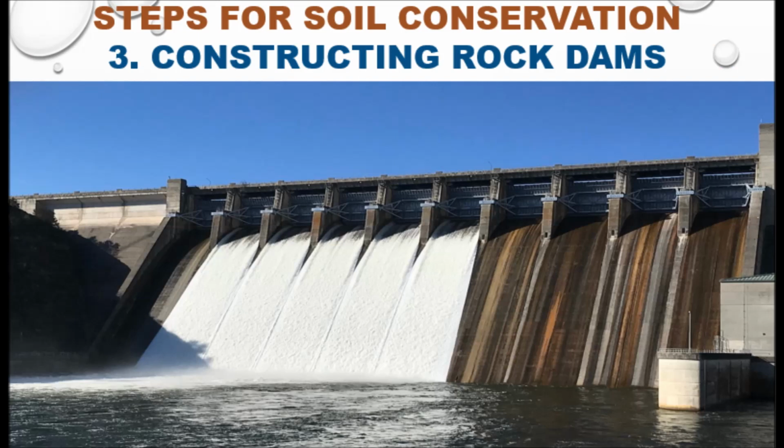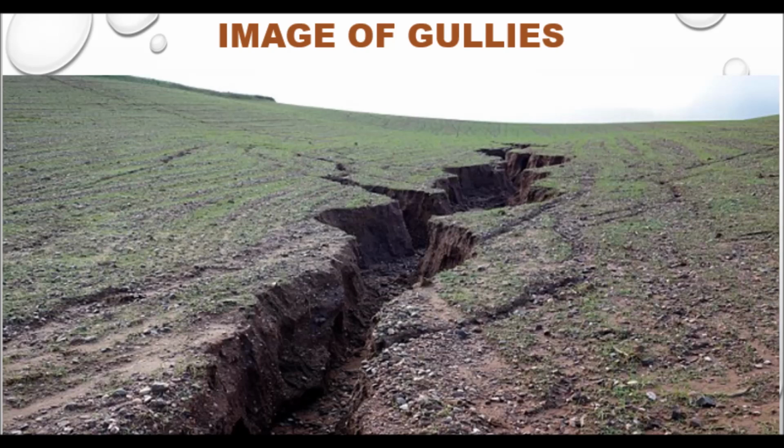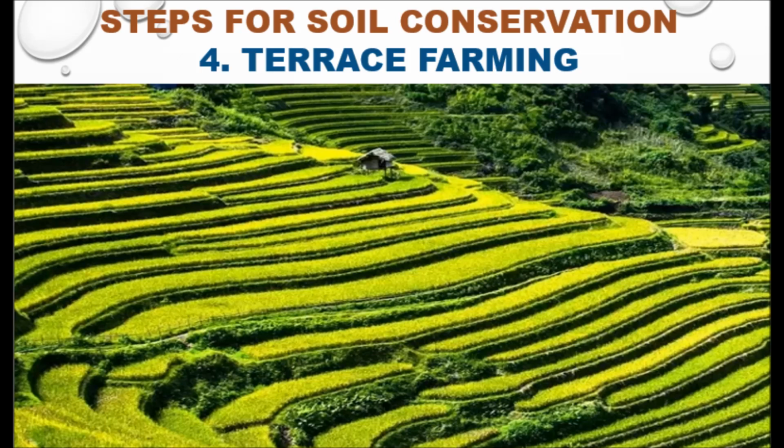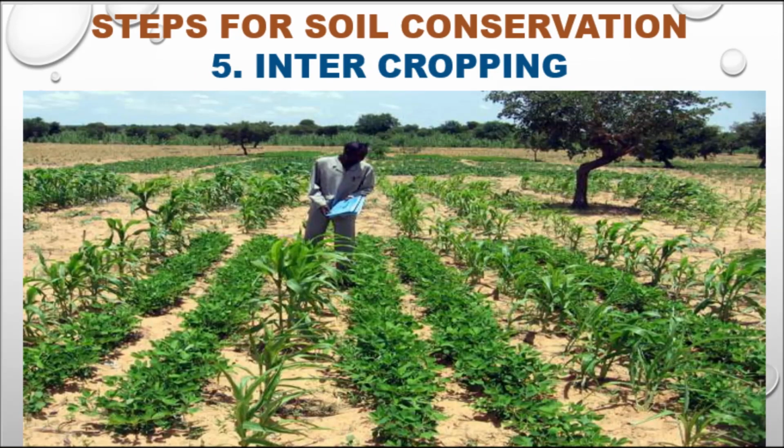Number 3, construction of rock dams. Rocks are piled up to slow down the flow of water. This prevents gullies and further soil loss. A gully is a landform created by running water. Number 4, terrace farming. Terraces are made on the steep slopes so that flat surfaces are available to grow crops. Number 5, intercropping. Different crops are grown in alternate rows and are sown at different times to protect the soil from rainwash.